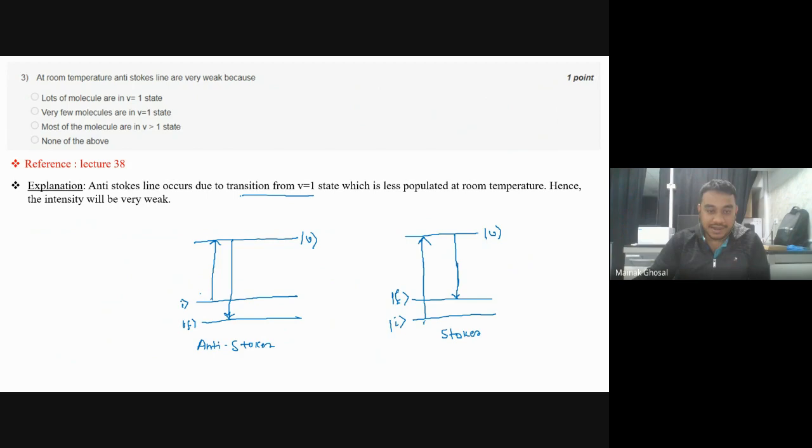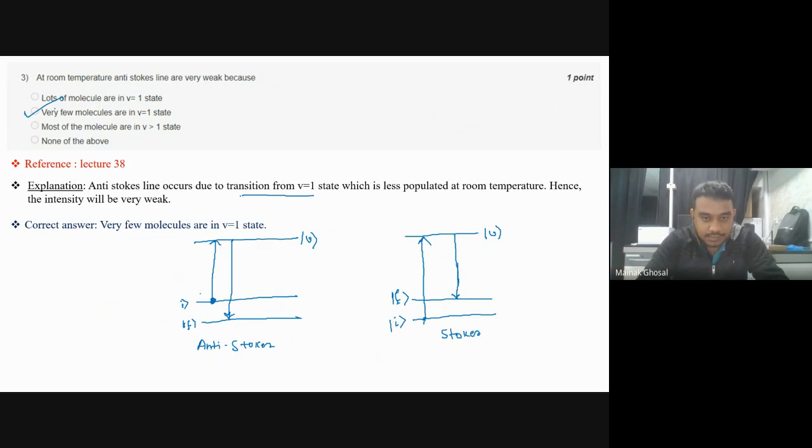Why? Because here the transition is happening from the excited state. And in this case, the transition is happening from the ground state. And what I've said is that for the anti-Stokes line, intensities are very weak. Why? Because at room temperature, the excited state is very less populated, very less number of molecules in the excited state. So its intensity will be very weak. Whatever you have said, it's correct, that very few molecules are in the v equals 1 state. Okay. Got it?